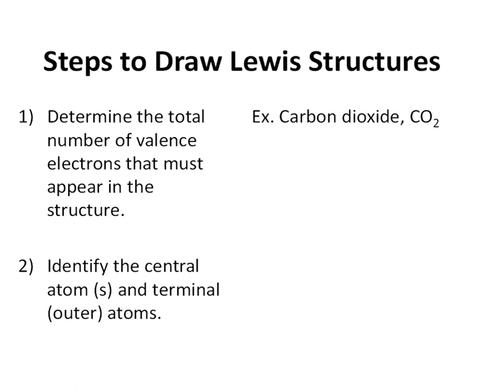If I wanted to draw the Lewis structure for carbon dioxide, the first thing I'm going to do is figure out how many valence electrons need to appear in my structure. I've got two elements here, carbon and oxygen. Carbon is in group 4 on the periodic table, so it has 4 valence electrons. When I look at my formula, there's only one carbon atom, so in total the carbon is contributing 4 valence electrons.